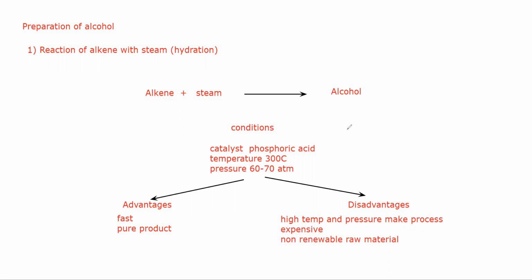It means you will reach a time where, for example, if you don't find new wells for these fossil fuels, or if the wells of this oil dry, you will not be able to produce this alcohol by this method. Is it clear?